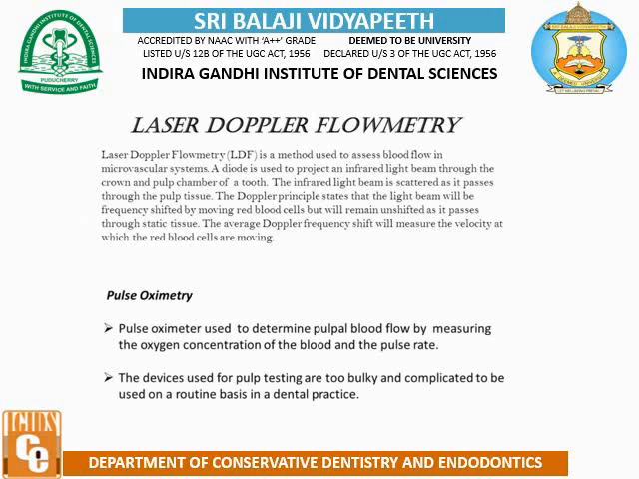Pulse oximetry. Pulse oximeter is used to determine the pulpal blood flow by measuring the oxygen concentration of the blood and the pulse rate. The devices used for pulp testing are too bulky and complicated to be used on a routine basis in a dental practice.